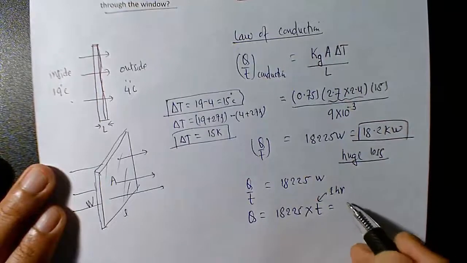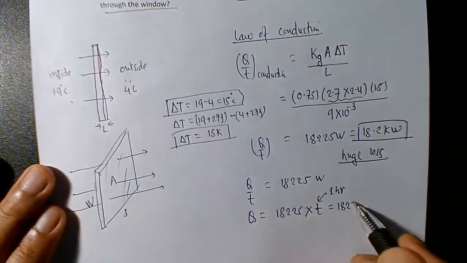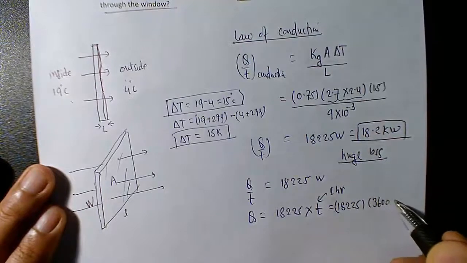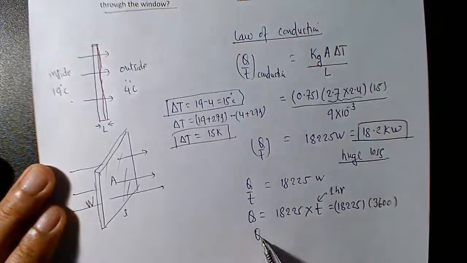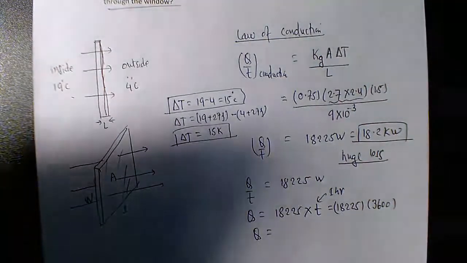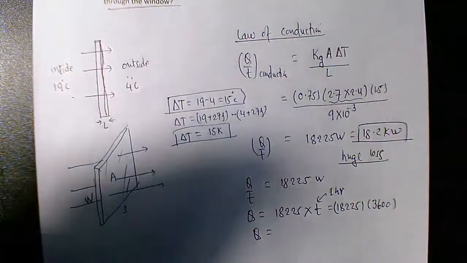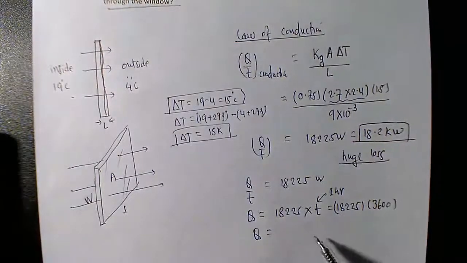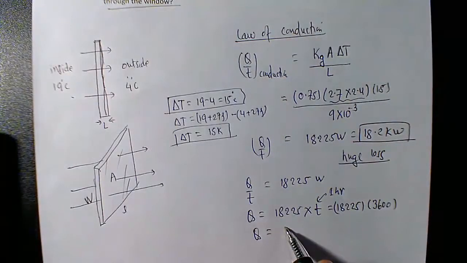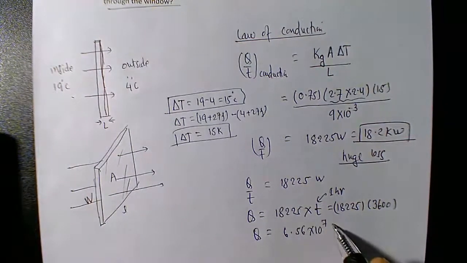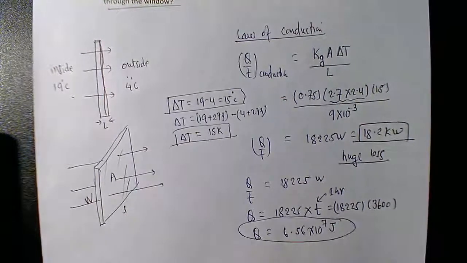But make sure you convert into seconds, because the second is the standard unit. 1 hour has 3600 seconds, right? And that's the total loss of heat through the window in 1 hour, and that's going to be a big number. It's 6.56 times 10 to the power 7, and that's going to be joules. Huge loss of heat.